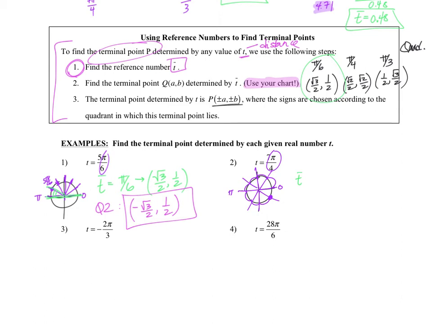My t bar, right, back to my x-axis. Do I go left or right? I go to the right. That is 1 section, so it's pi over 4. So the pi over 4 is root 2 over 2, root 2 over 2. But I am in quadrant 4, which makes my x positive and my y negative. Did you get it right? Good. You can do the same thing here.